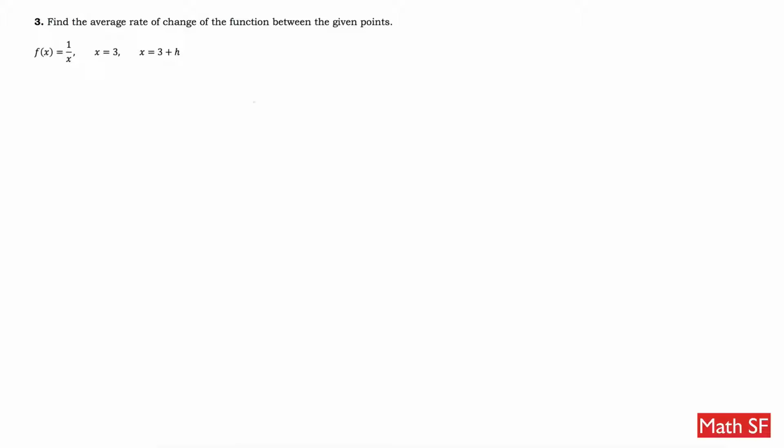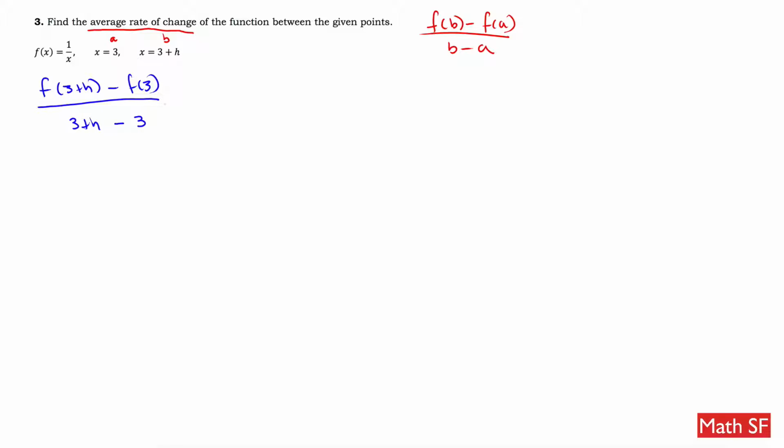Number 3. Find the average rate of change of the function between the given points. So now they're asking you for the average rate of change. What is the formula for that one? That's f of b minus f of a all over b minus a. Now, how are we going to do that? Well, this will be your a and this is your b. So pretty much they're telling you to do f of 3 plus h minus f of 3 all over 3 plus h minus 3. That's what we're going to do here.